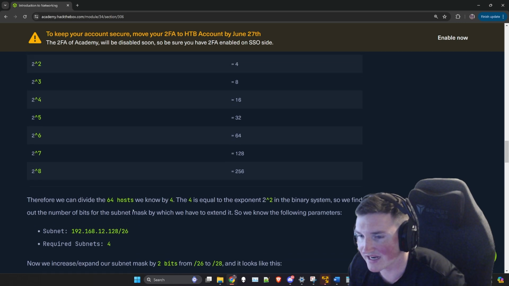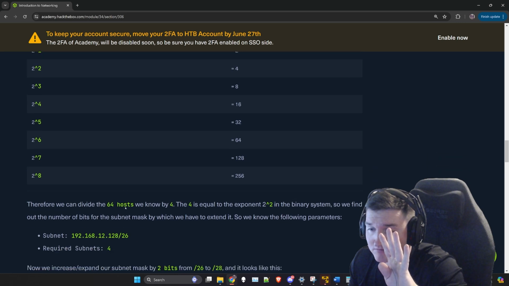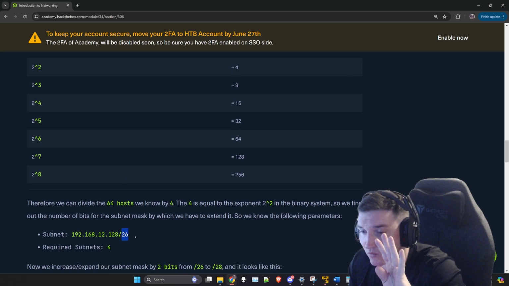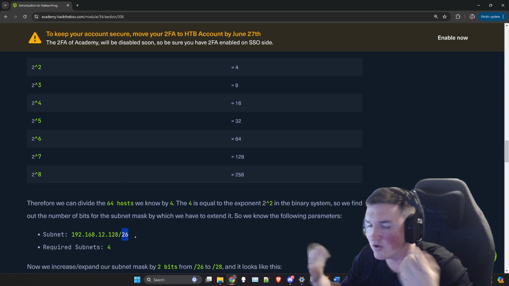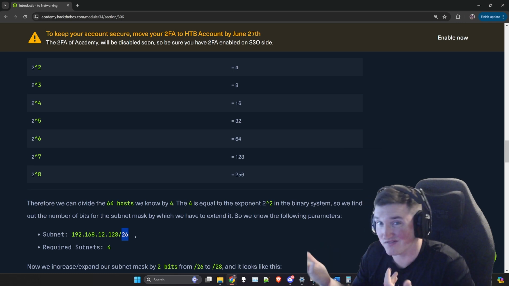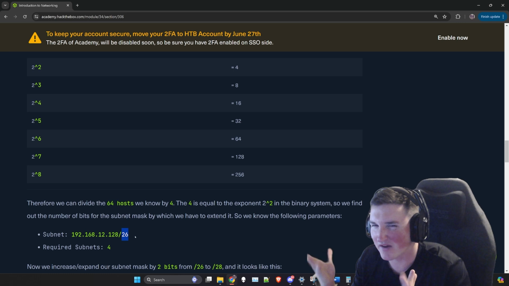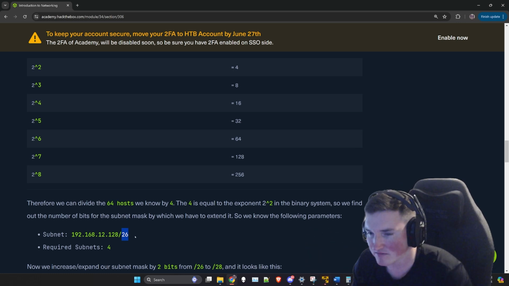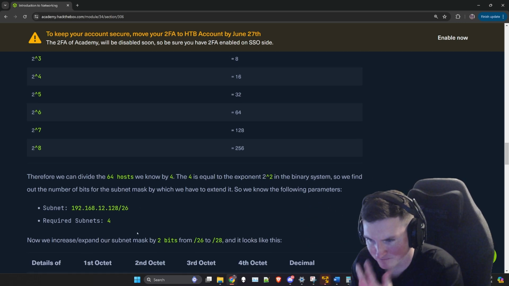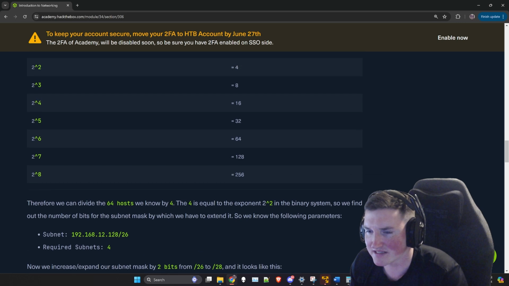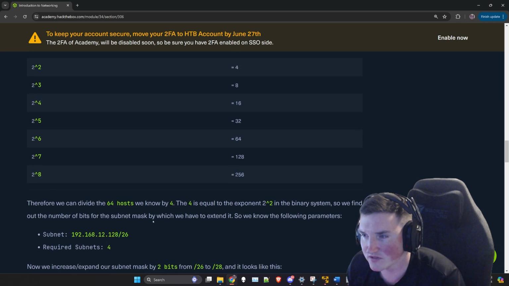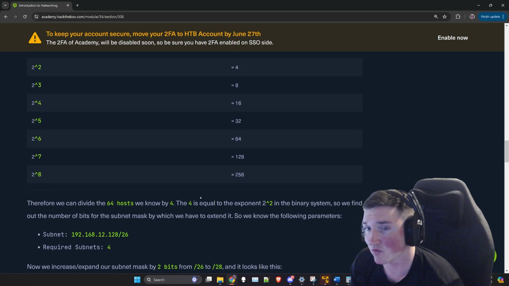Okay, so what they're saying is we want 4 more subnets. Well, we need to figure out what kind of network we need. You could just do the math, right? You could just take 64 divided by 4 and figure out the equal amounts that you can subdivide into. But what they're saying is, okay, we have this 26. We know we need to split them into 4. Well, what's 64 divided by 4? It's 16, right?